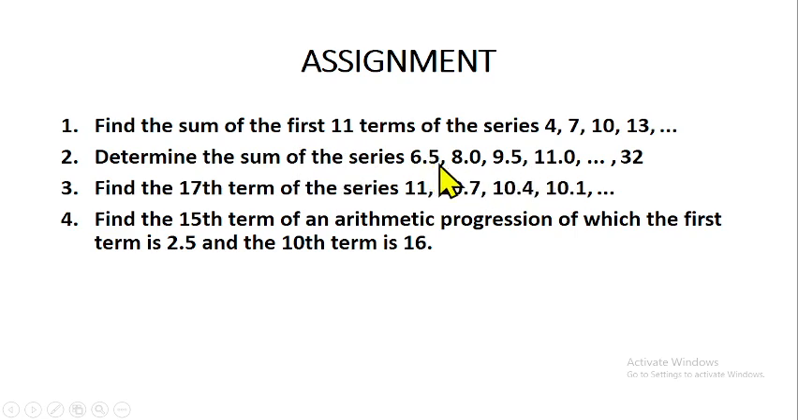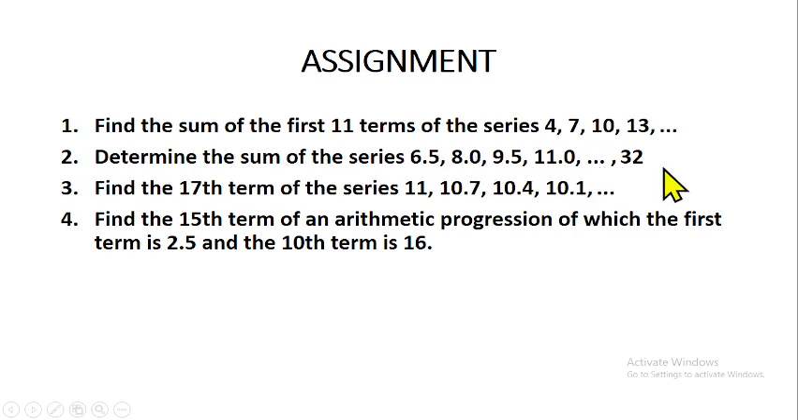We are told that this is 6.5, 8.0, 9.5, 11.0, up to 32. But we know the last term, which is 32. So we can use that to find the n, the number of terms we have in this sequence. When we now know our n, we can now sum the terms together.